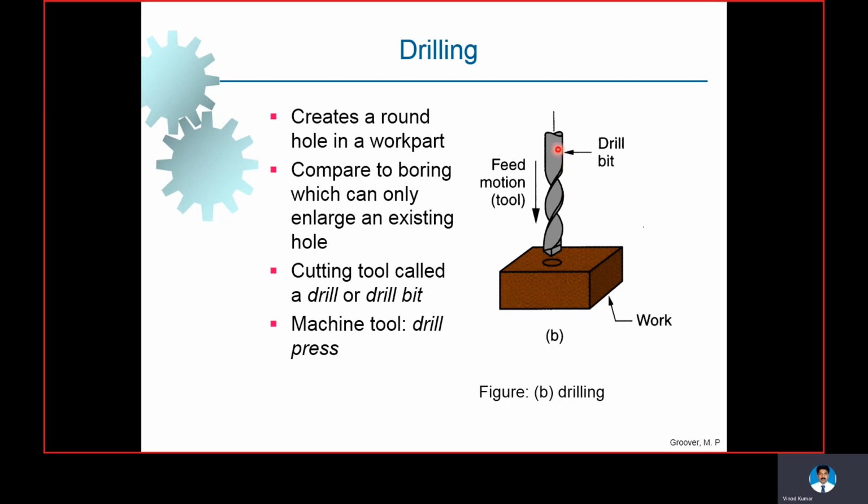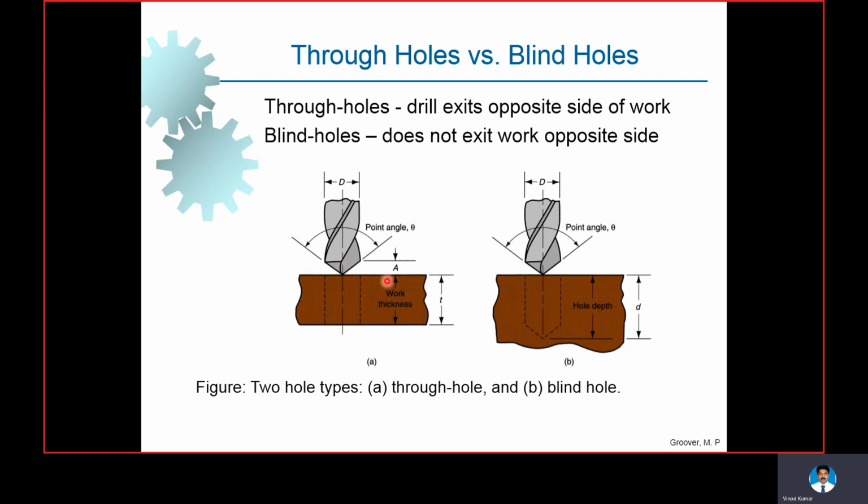Normally, in order to do that, we use a drill bit, and the drill bit is fed vertically downwards to produce a hole. The machine used for this is called a drill press. There are two types of holes produced by drilling operation. First is through holes, where the drill exits the opposite side of the work. And the blind hole: the drill does not exit the work on the opposite side. That is called a blind hole.